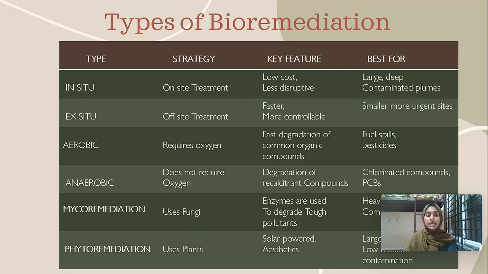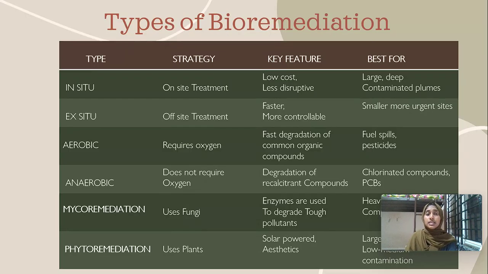Next one is aerobic and anaerobic bioremediation. This is basically based on if the organism uses high oxygen or doesn't need oxygen for the process of bioremediation. In case of aerobic, it requires oxygen for the degradation of organic compounds such as fuel spills, pesticides, etc. In case of anaerobic bioremediation, the organism does not require oxygen for the degradation of recalcitrant compounds such as chlorinated compounds, PCBs, etc.